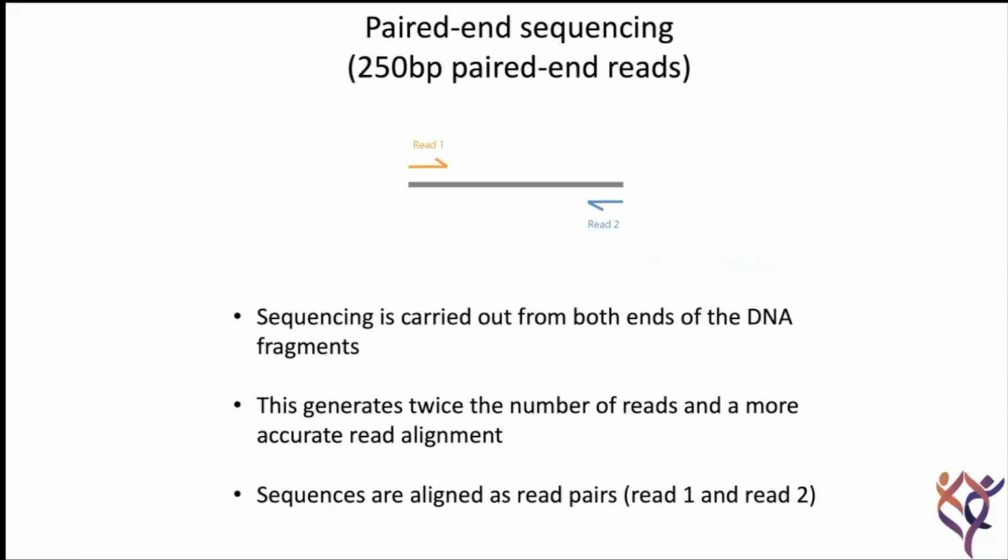Our sequence providers carry out Illumina 250 base pair paired end sequencing. So they use the Illumina platform. That means that we carry out sequencing from both ends of a DNA fragment. The DNA is extracted and they shear or fragment the DNA to roughly the correct lengths. Each fragment is then sequenced from both ends, creating 2 reads. The idea of this is it's creating twice the number of reads per run and thus more accurate sequencing.